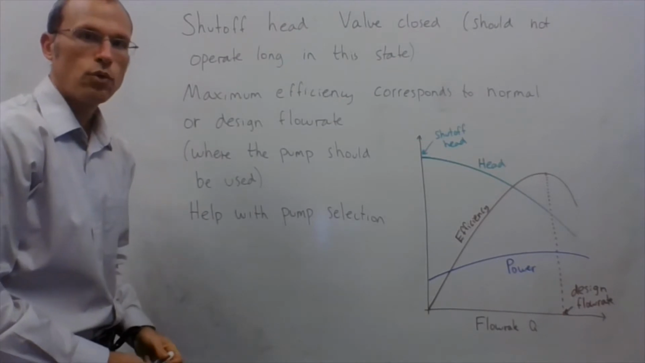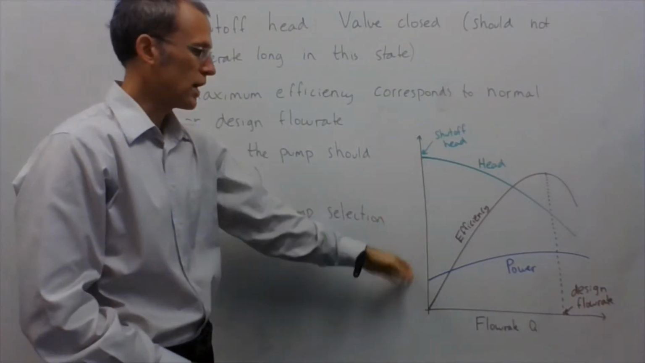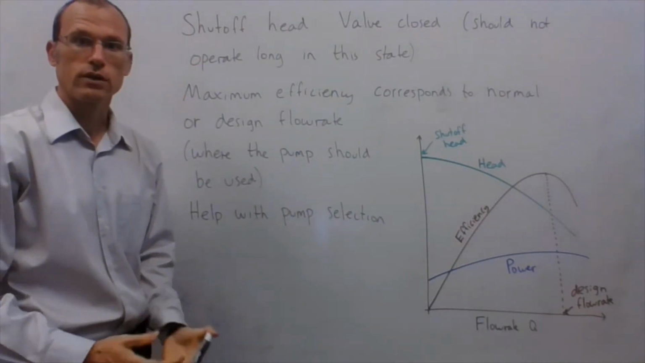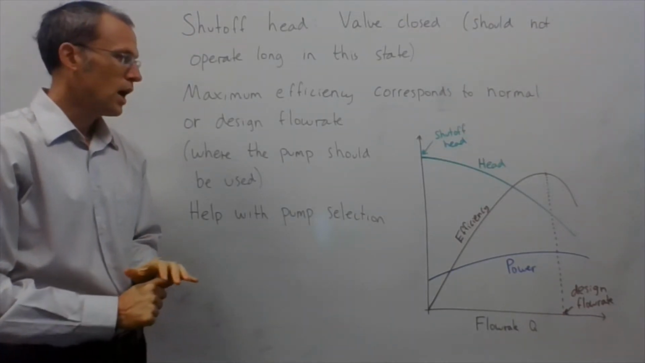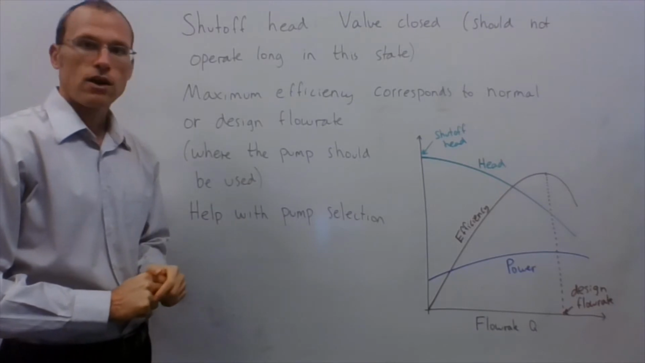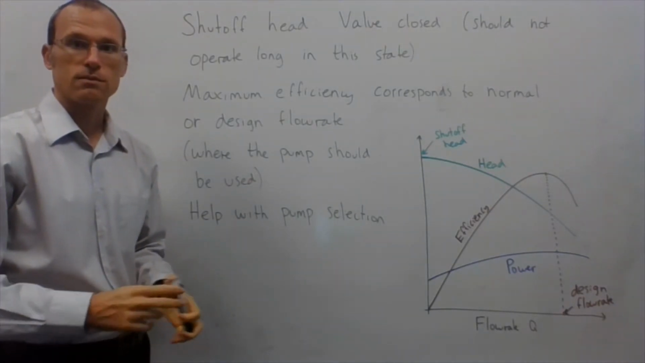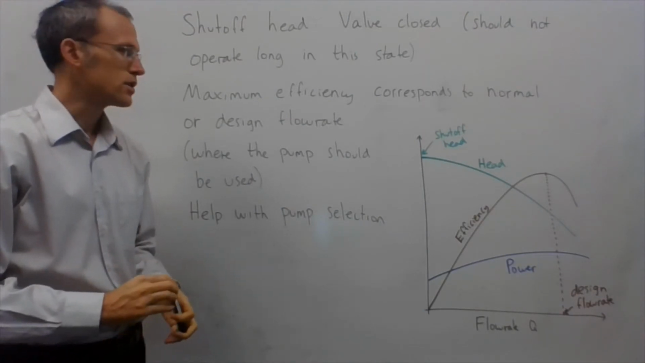A couple of key points on this graph. The first one is where my head hits the y-axis, at zero flow rate. That's called the shutoff head. Zero flow rate is shutoff, basically closing the valve and not letting any fluid come through. So that's the head at zero flow rate. The pump should not be operated in that state for very long, because nothing is coming through. It can't suck any fluid through because the valve's closed, so that's not good for the pump.